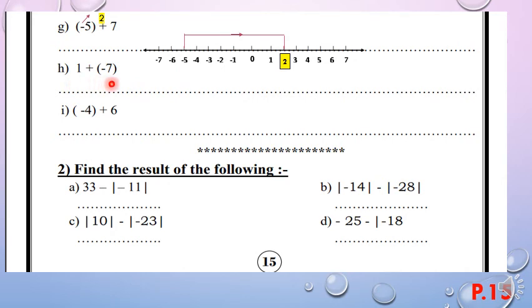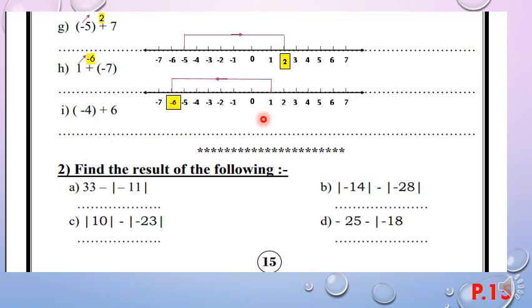Letter H. 1 plus negative 7. The result is negative 6. So we are going to move from 1 till I reach negative 6 on the number line. Here is 1, then go left till I reach negative 6, then I will go down on it. This is my answer.